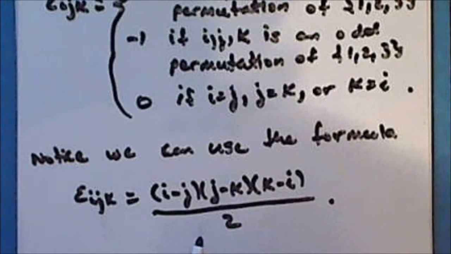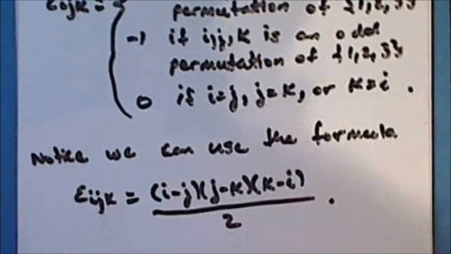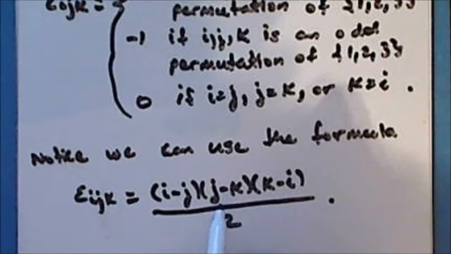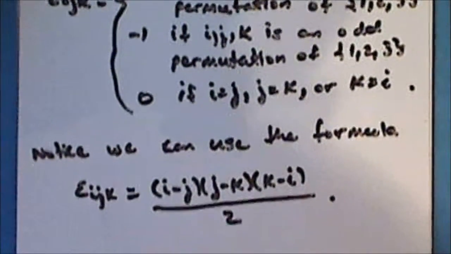Notice that if i is equal to j, j is equal to k, or k is equal to i, then the numerator is 0. Otherwise, the numerator is a positive 2 or a negative 2. So when we divide by 2, we have positive 1 or negative 1.